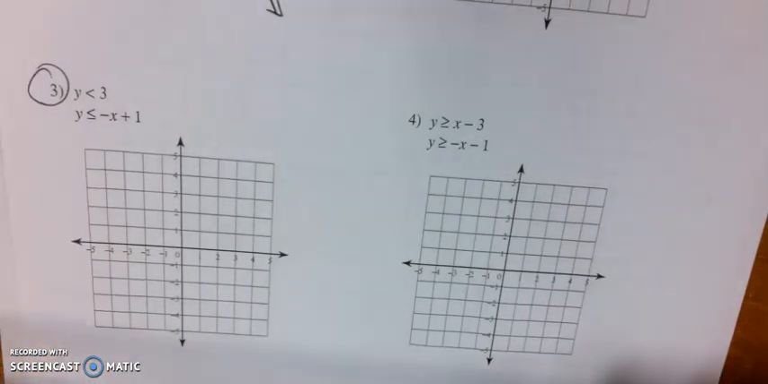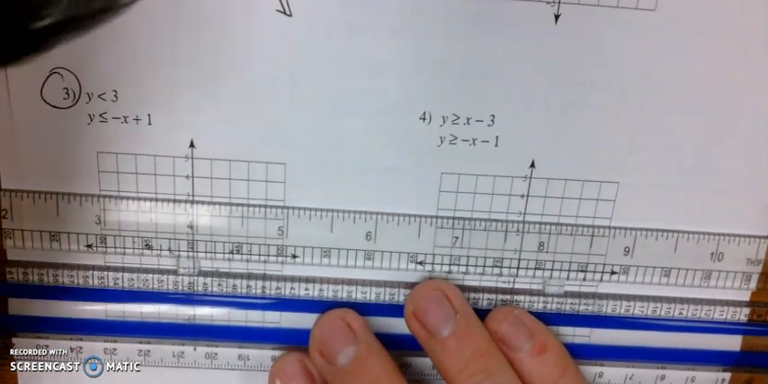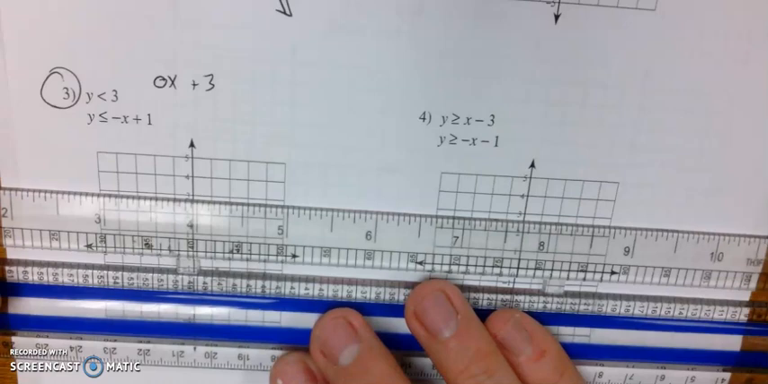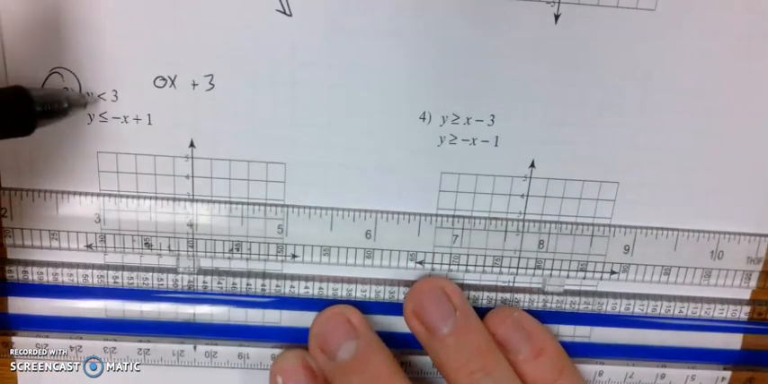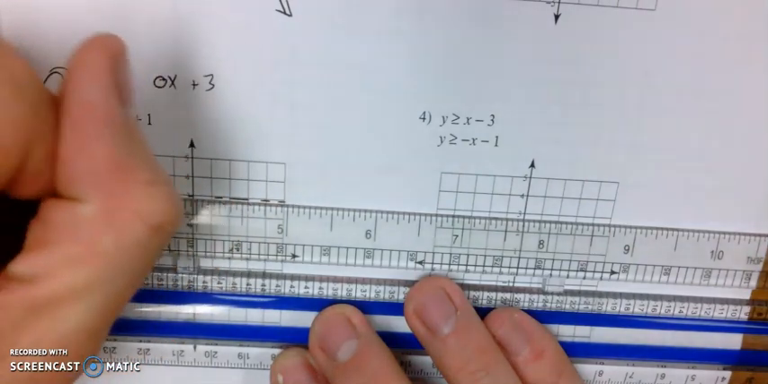All right, first one, I've got y less than 3. Well, anytime it's just a straight up number, that tells me I'm going to have a horizontal line, because I could think of this as 0x plus 3, meaning there's a slope of 0, so a horizontal line there. And it's a less than, strictly less than, so I'm going to use a dashed or dotted line.